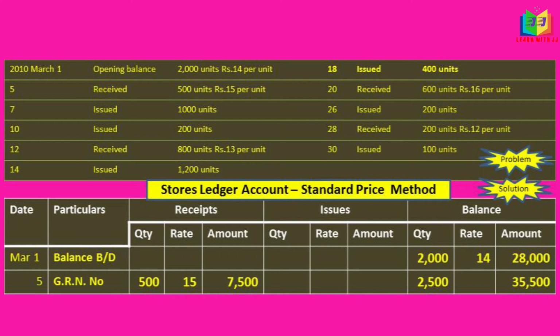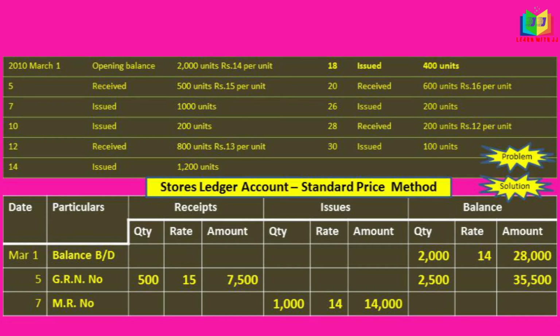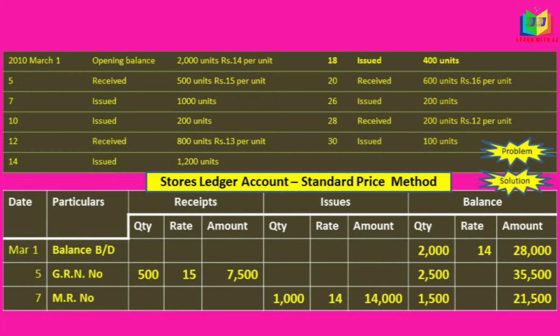The next one is an issue: on the 7th we have an issue of 1000 units. This 1000 units is to be issued at the standard price. The standard price is given in the problem, that is 14 rupees, so we have to issue at this standard price. The amount is 14,000. The balance we have to subtract from the quantity as well as from the amount. So the balance available here is 1500 units and 21,500 rupees.